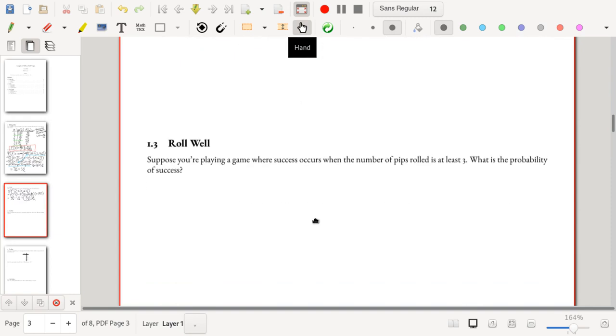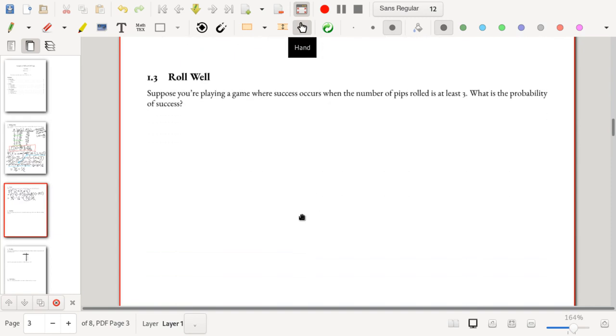Alright, so suppose you're playing a game where success occurs when the number of pips rolled is at least 3. What is the probability of success?